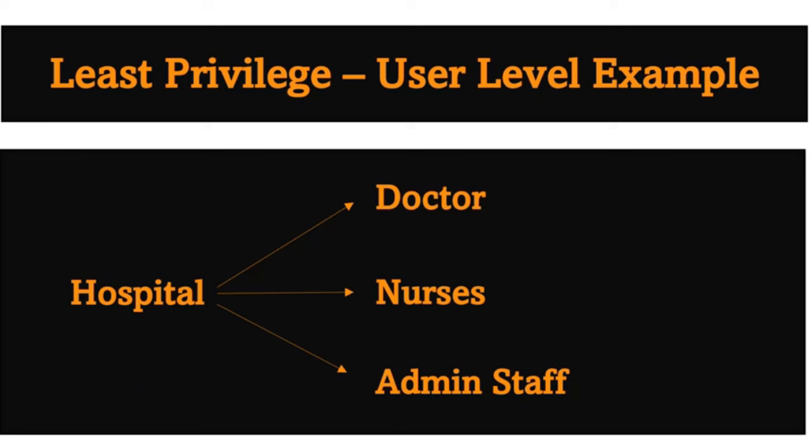Then there are nurses who assist doctors by helping with patient care. They need to view the patient record, but they don't have to update it or edit it. So they are only given read-only access. And then there are admin staff as well. They handle scheduling, billing, and general paperwork. So they do not need any access to the patient records. They don't even have to see it. So they are not given access to sensitive patient health information, and they are given access only to systems that handle scheduling and billing, but no access to detailed patient health records. That's how you do it at the user level, right?